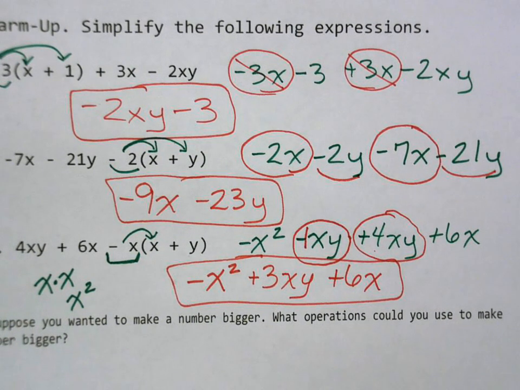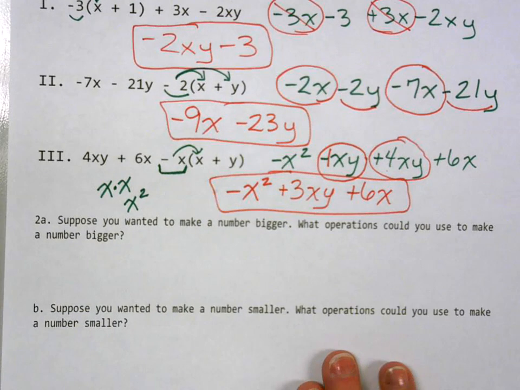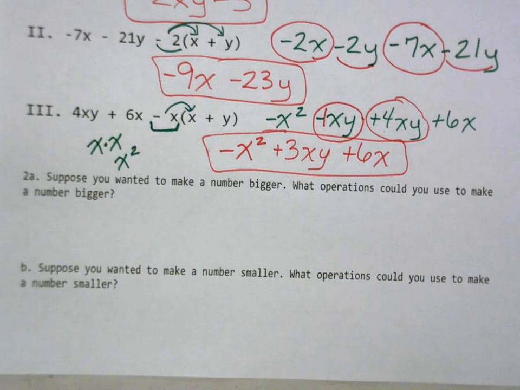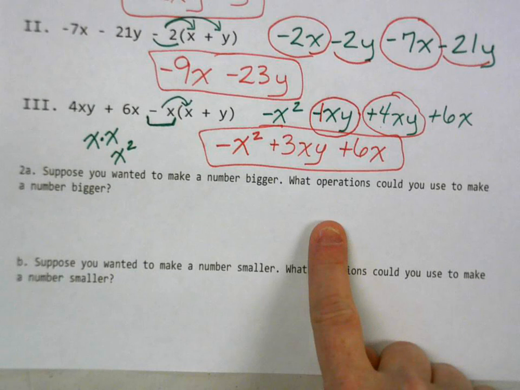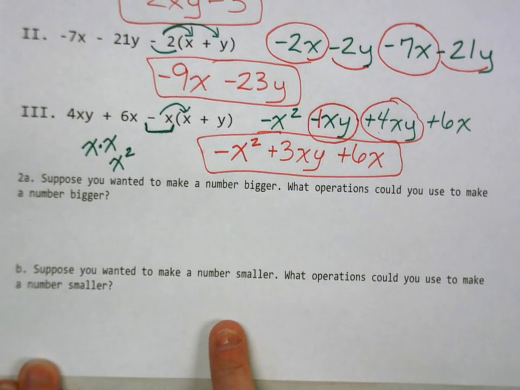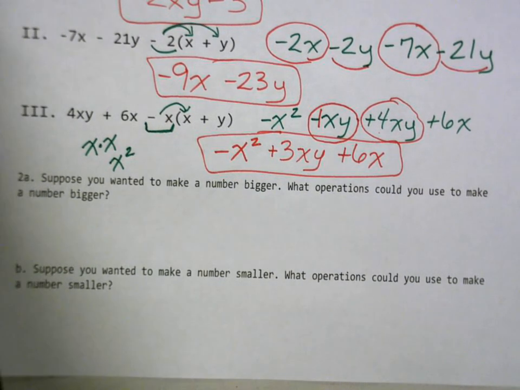Okay. So now for this next question. It's going to be harder to read up on my board, but it's in front of you. Suppose you wanted to make a number bigger. What operations could you use to make a number bigger? Look at the order of operations and write down which ones would make things bigger. And then in the next one, it's asking you which operations would make numbers smaller. So write down what you think they are. And we will come back to it in just a second.